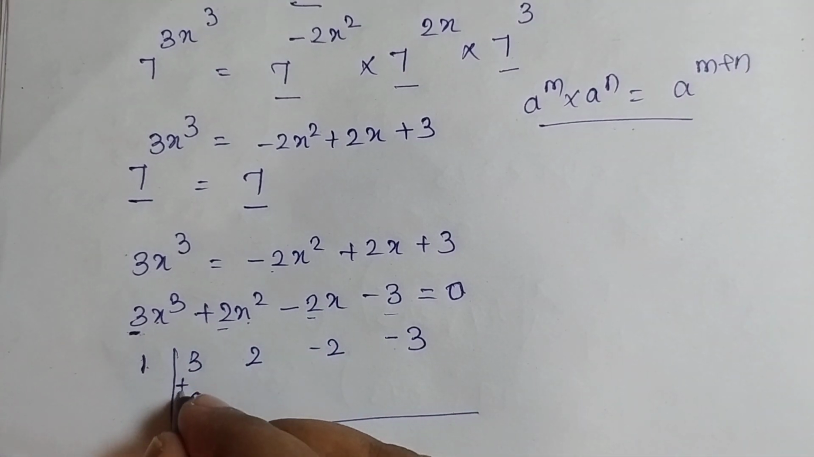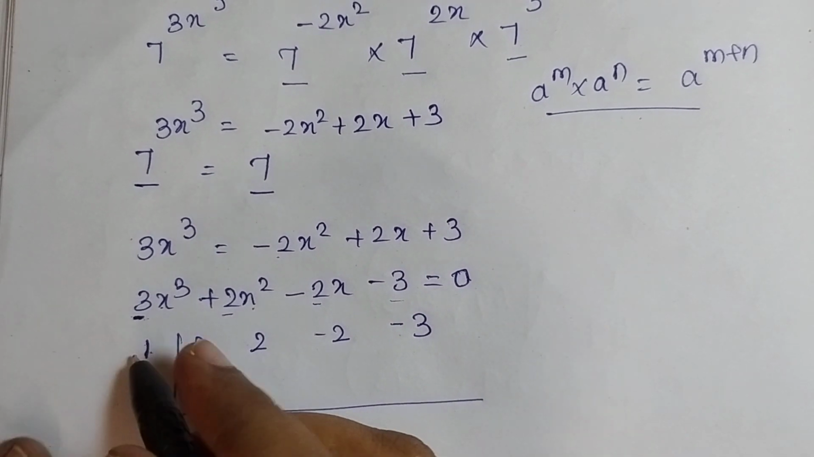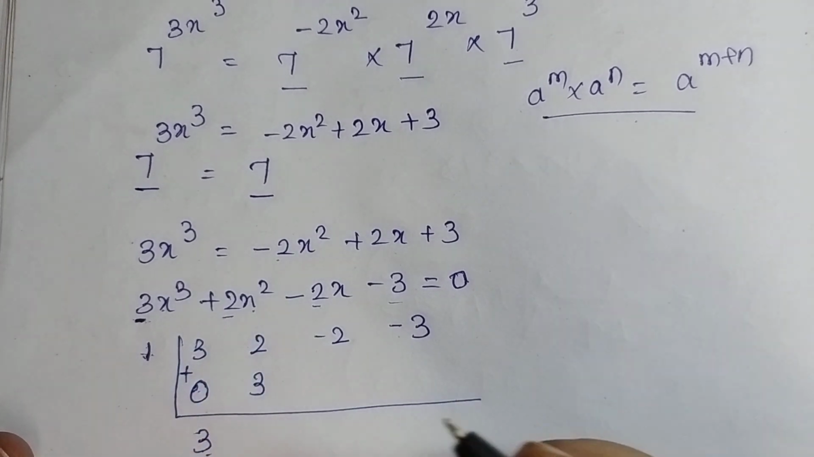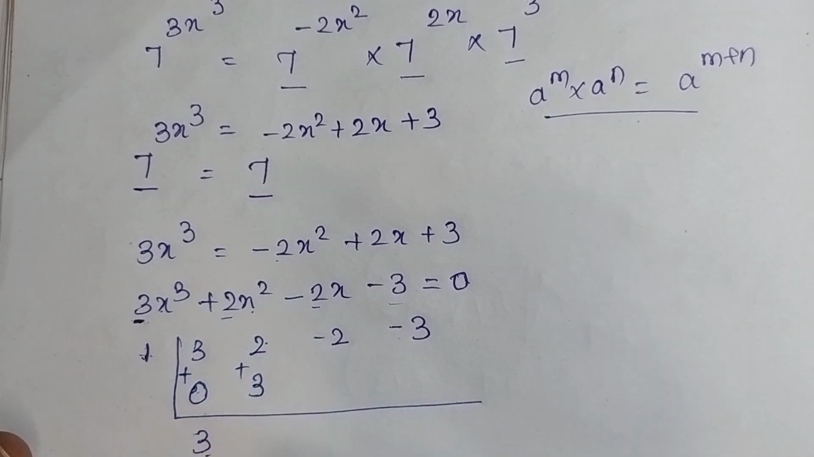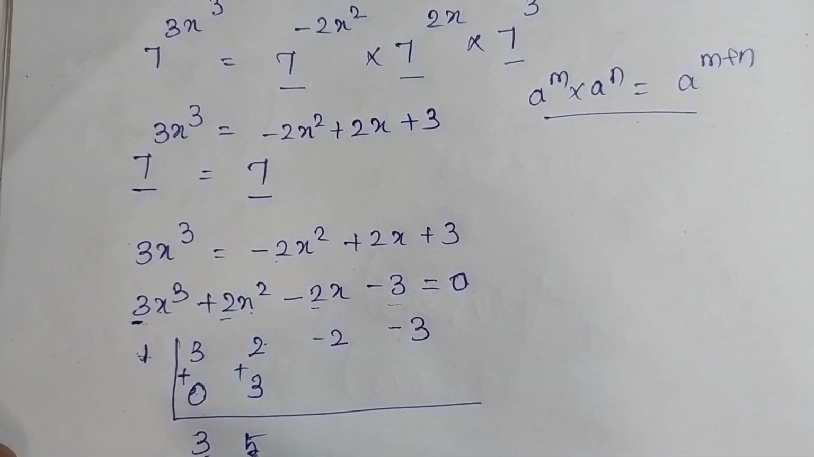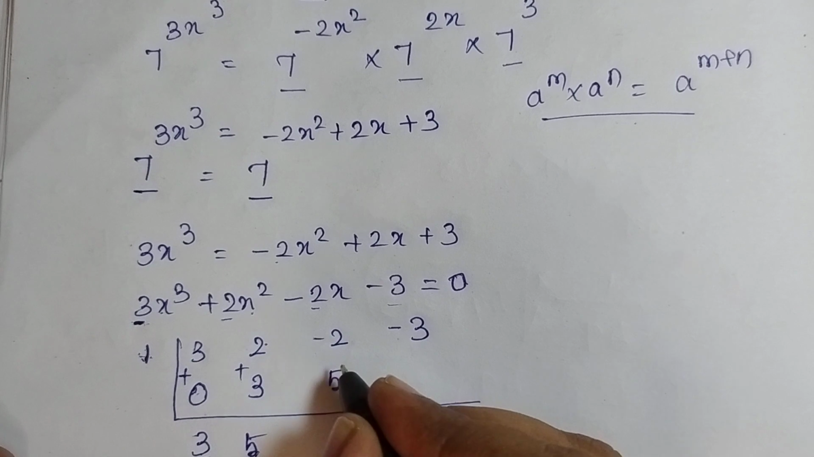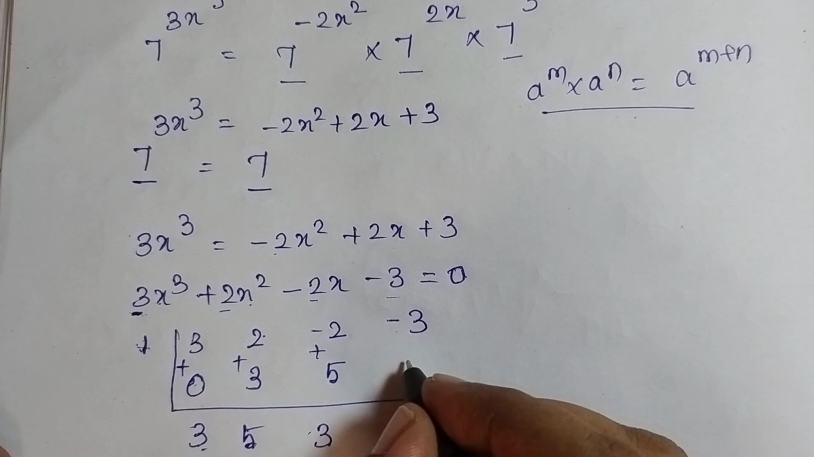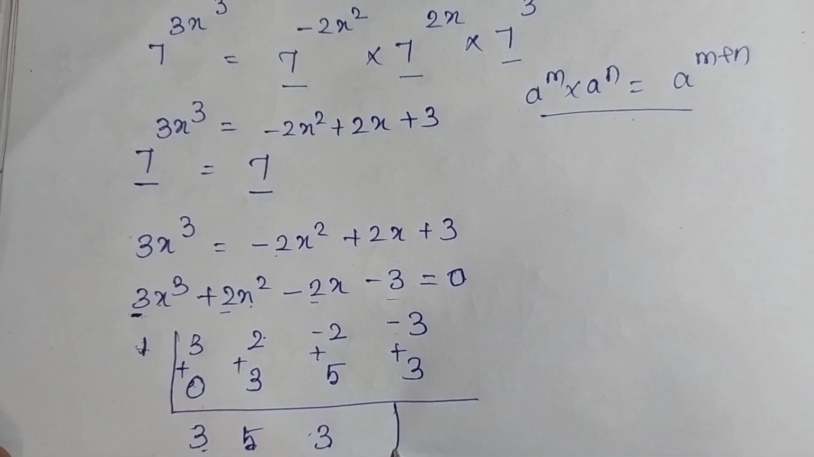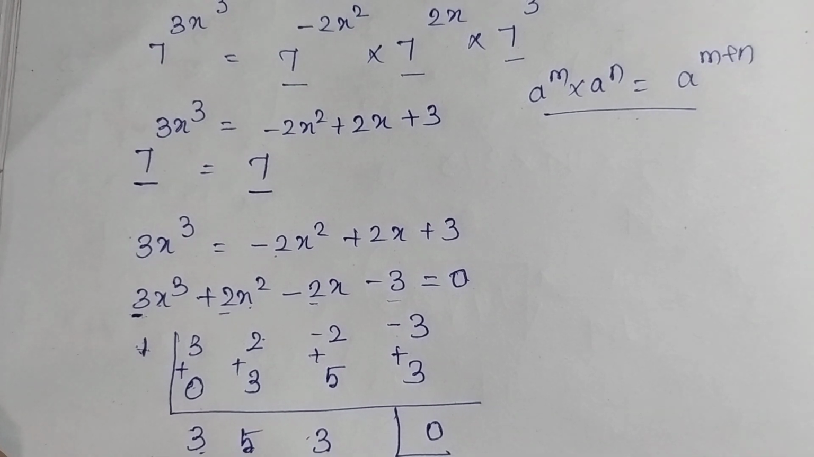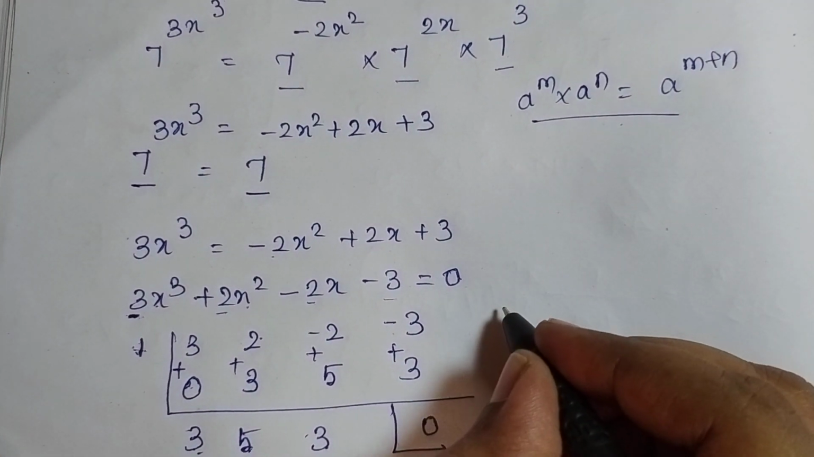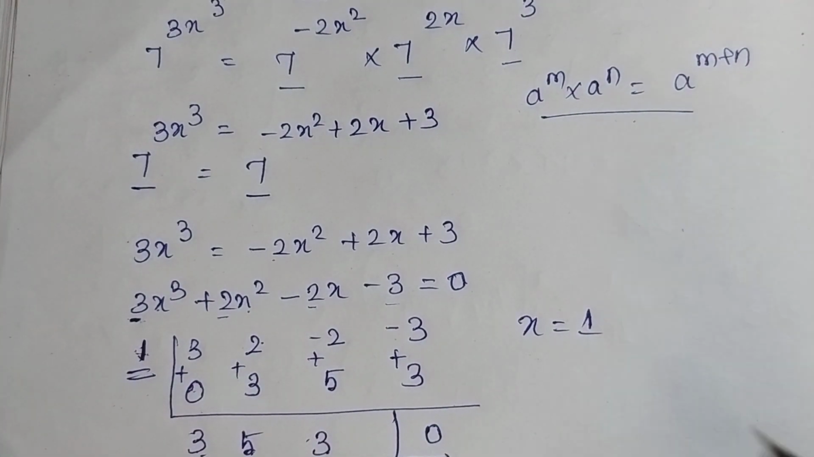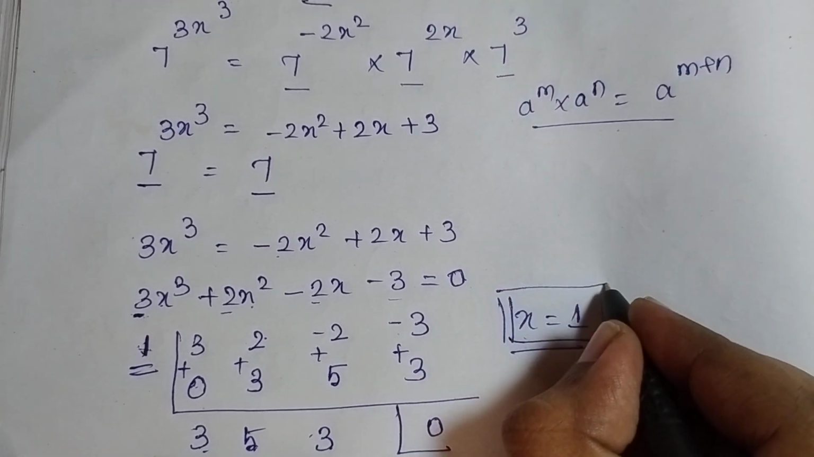So 3 plus 0 is 3. Now I multiply 1 and 3, I get 3. 2 plus 3 is 5. Again 1 and 5 get multiplied, the result is 5. If I add these two, I get 3. Then 1 and 3 get multiplied, the result is 3. If I add these two, it becomes 0. Therefore from this I can find a factor, x is equal to 1. So first we found x is equal to 1.